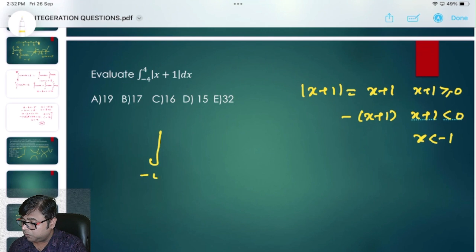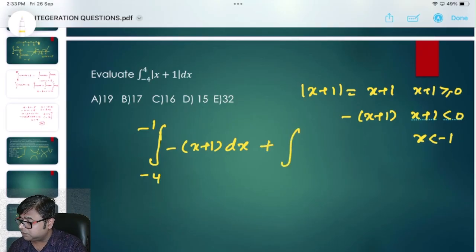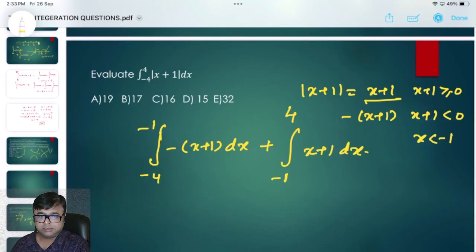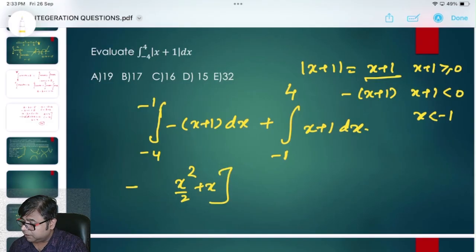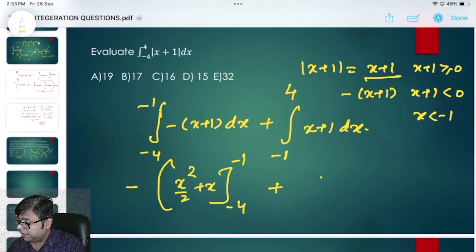So minus 4 to minus 1, the function that I'll take is minus x plus 1 dx, and from minus 1 to 4, I'll be taking this function x plus 1. That's the only difference, right? Else, not much to be considered. So minus goes outside, and it gives me x square by 2 plus x, limits from minus 4 to minus 1, plus x square by 2 plus x, limits from minus 1 to 4.